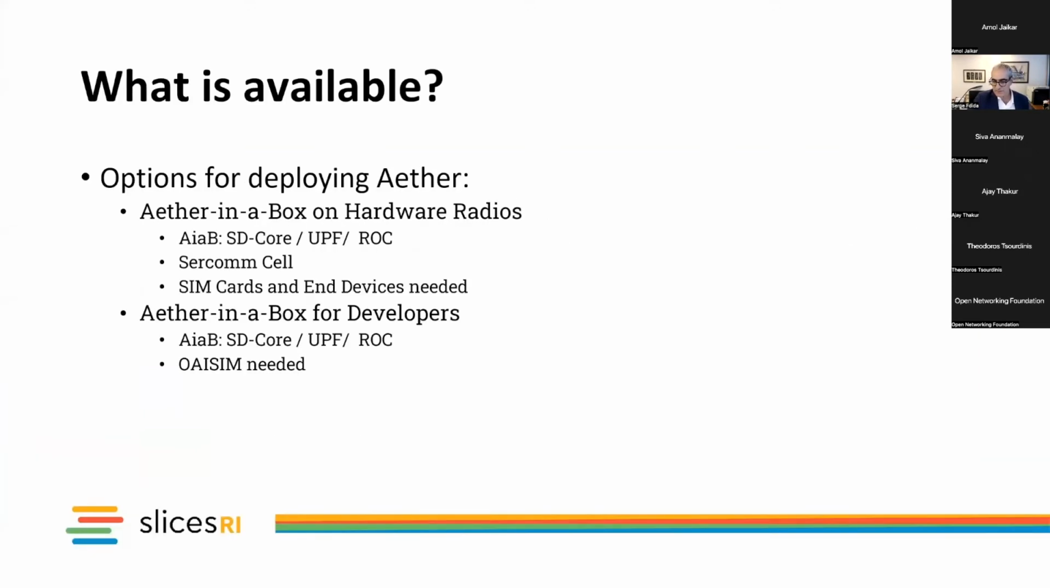During the previous months, we dealt with both types of deployment provided by Aether. The Aether in a box for developers was our first deployment in order to get familiar with SD Core and the ROC functions, as well as with the various other components of Aether. Then, since we had some cells at our disposal, we explored the deployment of Aether in a box for hardware radios, which corresponds better to what we want to achieve in the project.